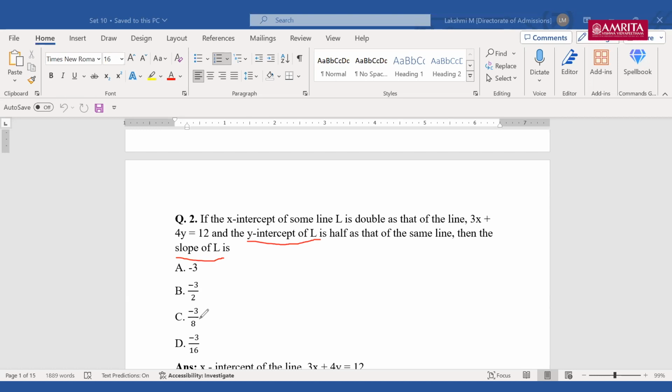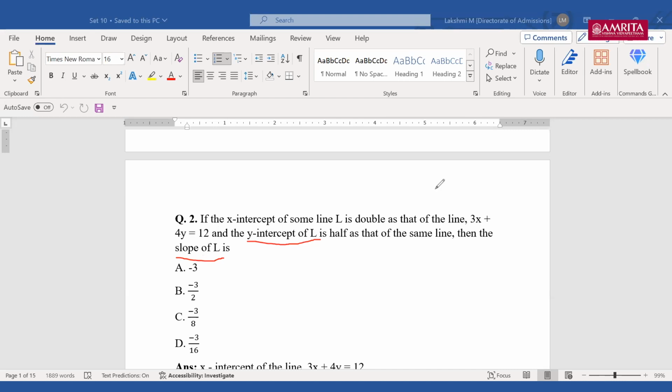The first part is the x-intercept of some line L. Okay, so L is there. What it is showing is the x-intercept is double that of the line 3x plus 4y equal to 12. When it comes to the y-intercept, it is given that it's half of the y-intercept of 3x plus 4y equal to 12.